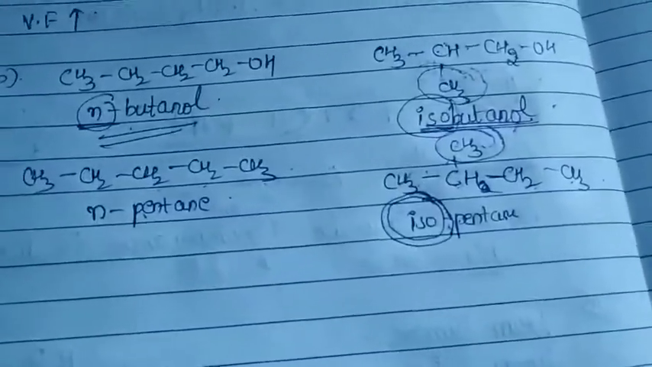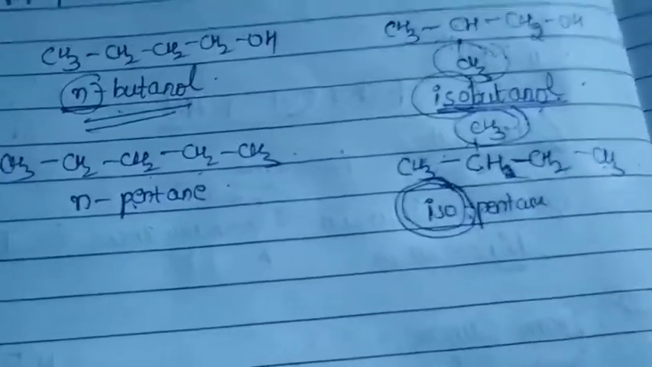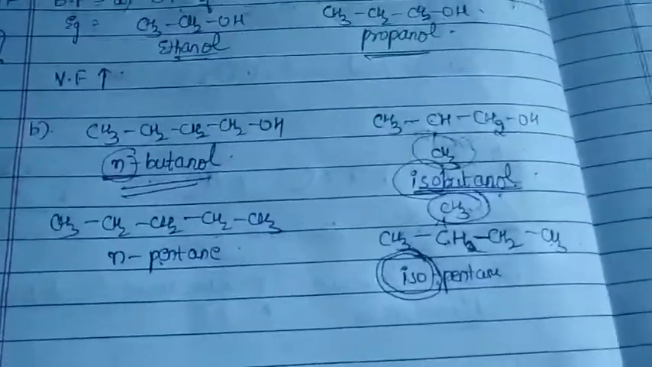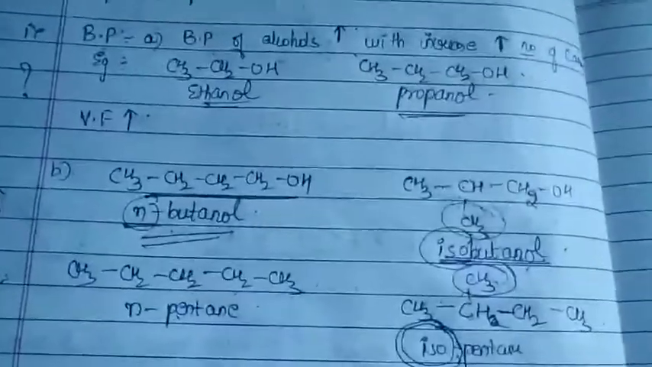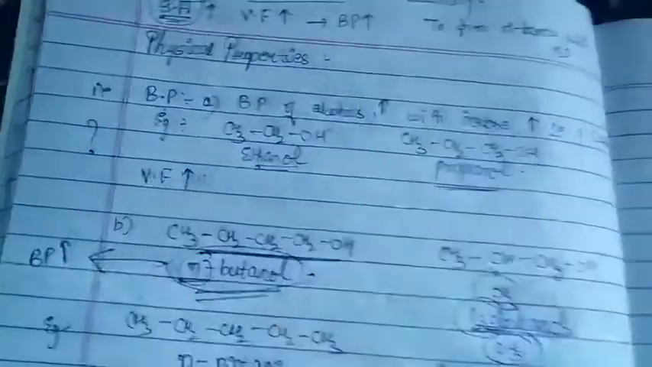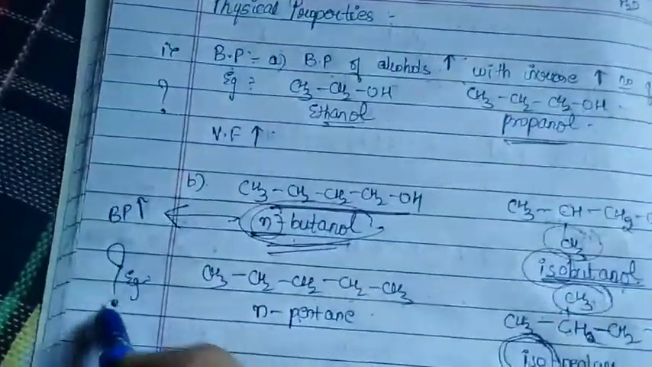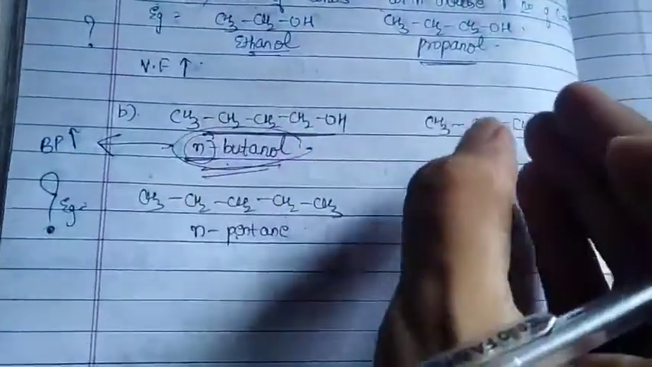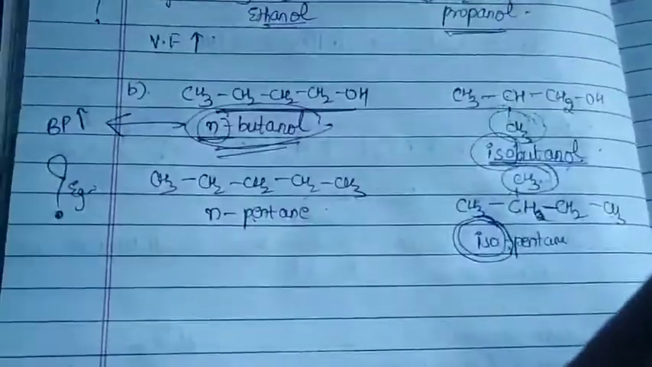So what we said earlier is, as the branching increases, what happens? Yes, the boiling point decreases. Since n-butanol has no branching, of course n-butanol will have the highest boiling point compared to isobutanol. Once again the question arises: why is it so? Remember, as the branching increases, what happens?